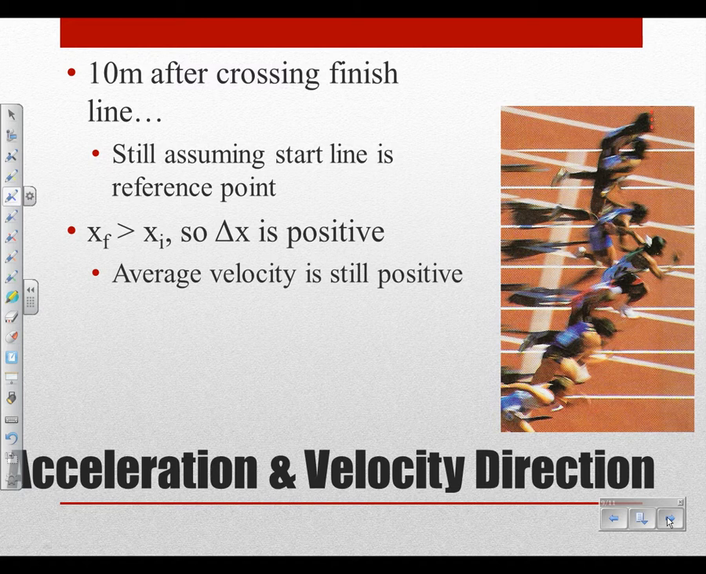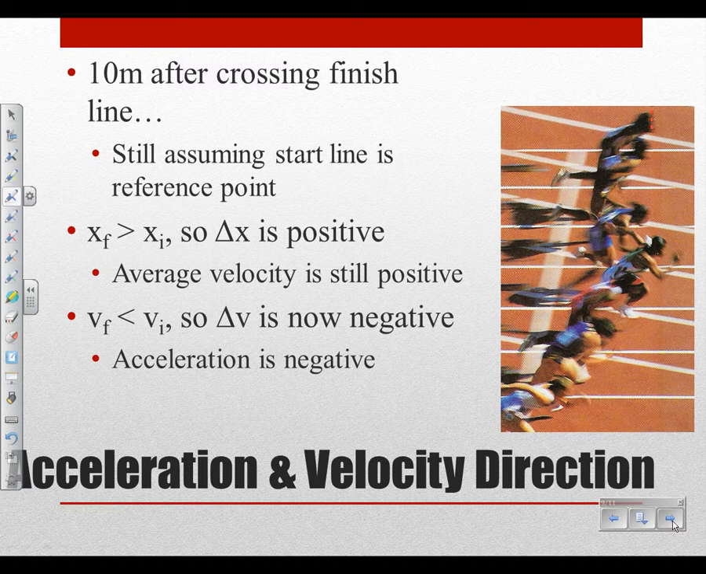However, now, if we look at the velocities, what did we say physically happens during that time? Slow down. In that little section of the race, after they cross the finish line, the final velocity is less than the initial velocity. Yes? Give me something. I know it's hot. Does that make sense? So if I do v final minus v initial, I get a negative number. What does that mean about my acceleration? It's a negative acceleration. Okay?